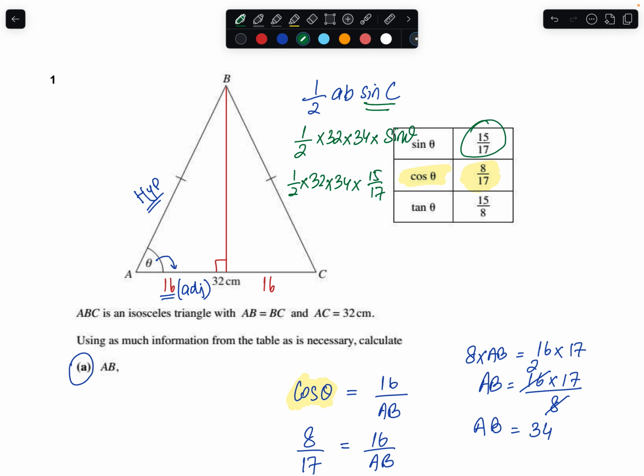And then all you have to do is cancel and figure out the value. 17 goes into 34 two times. 2 goes into 32 16 times. So we've got 16 times 2 times 15. 2 times 15 is 30. So we have 16 times 30. That gives us 480. That was one way.